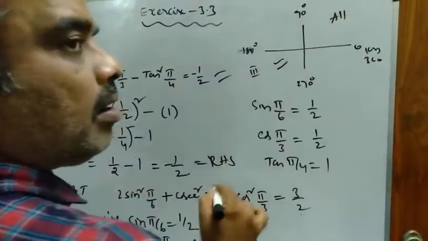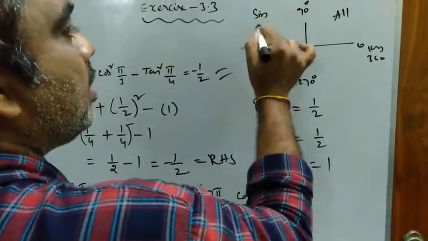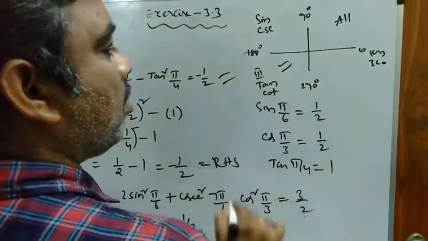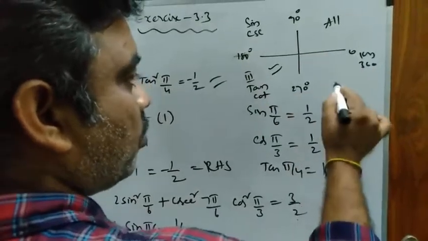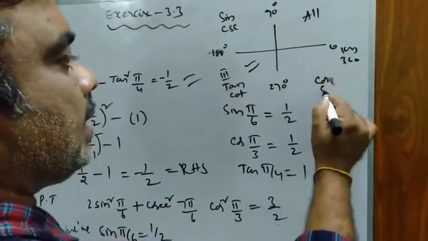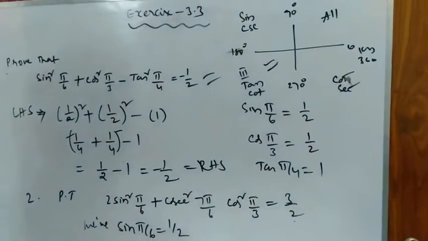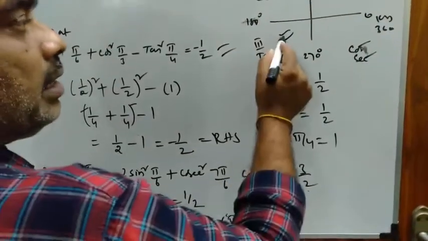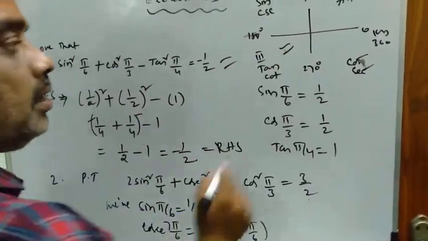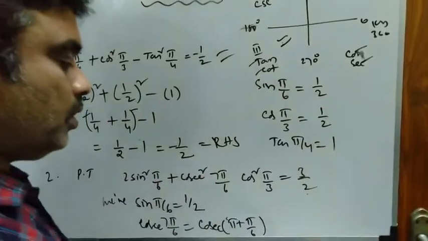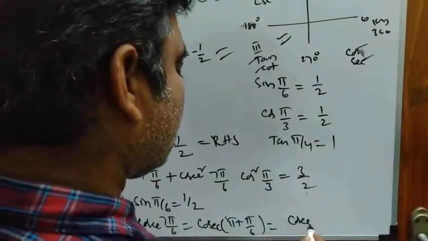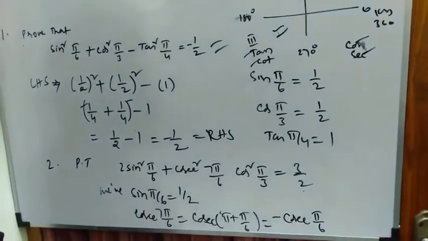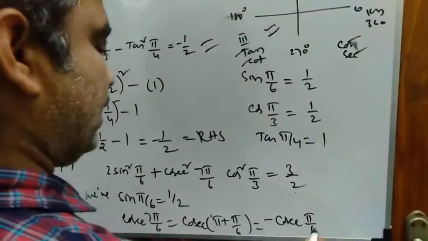In the first quadrant all are positive. In the second quadrant sine and cosecant are positive. In the third quadrant tan and cot are positive. In the fourth quadrant cos and secant are positive. Here cosecant 7 pi by 6 can be written as cosecant of 180 plus pi by 6, that will come in the third quadrant. In the third quadrant tan and cot are positive, so cosecant will get cosecant pi by 6 with the negative sign, minus cosecant pi by 6.